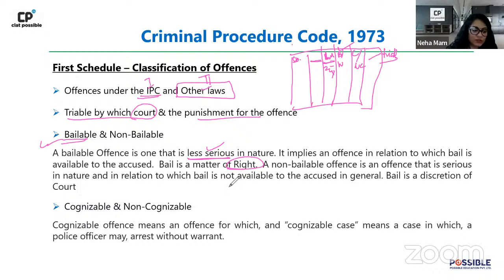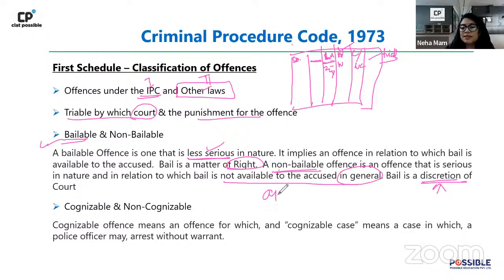Now, here when you're talking about bailable and non-bailable, here bail is a matter of right, which means that if you are being charged or you've been accused of such an offense, you will be given bail, right? It cannot be said that you will not give you bail. You will have to be given a bail. On the other hand, जब हम non-bailable offense देखते हैं, these are the offenses in which bail is not available in general. बट कोर्ट के पास फिर भी डिस्क्रिशन है बेल देने का.